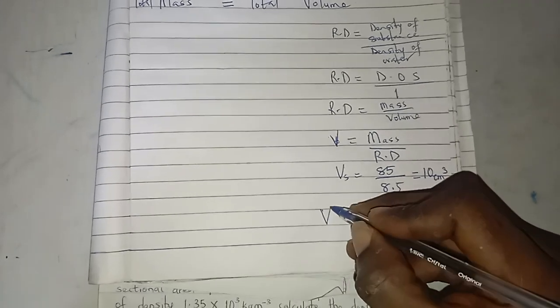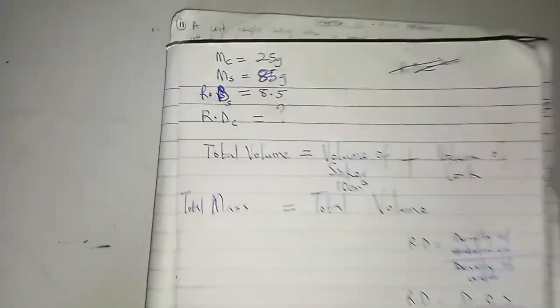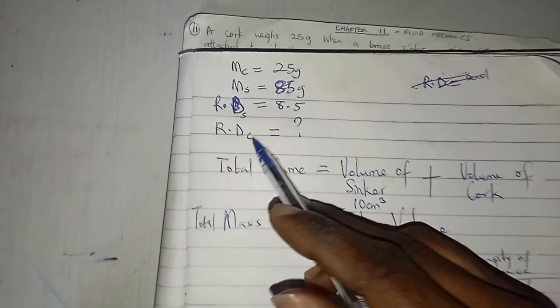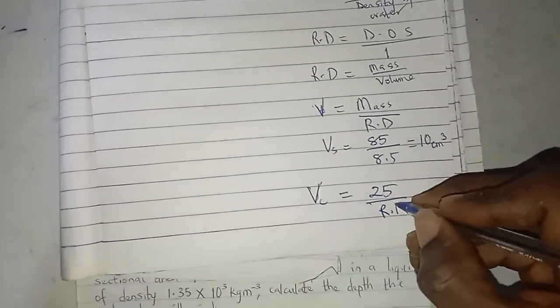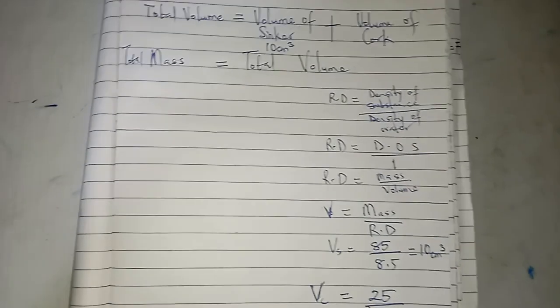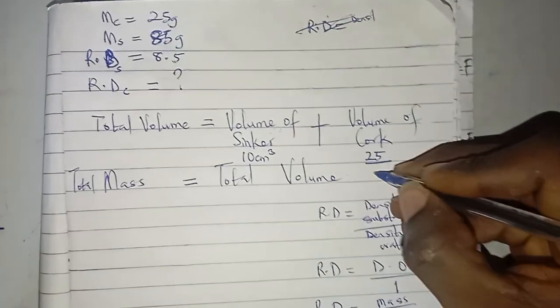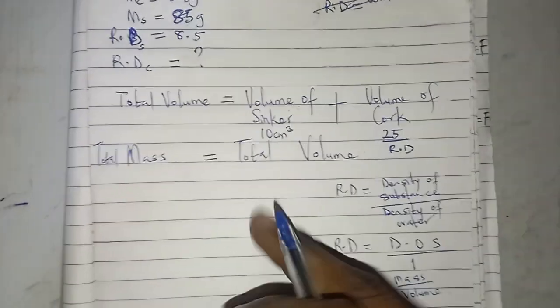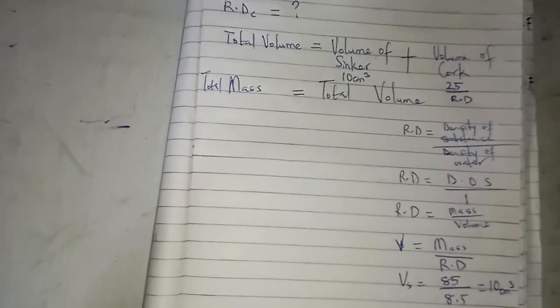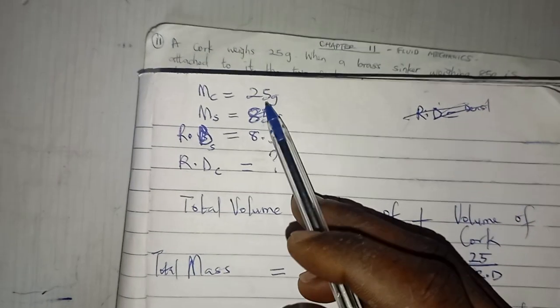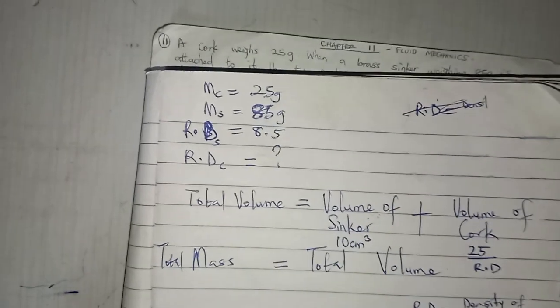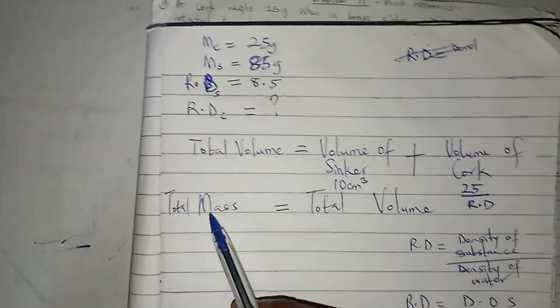Now for the volume of cork, using the same formula. The volume of the cork was not given, so V of cork equals the mass of the cork, which was given as 25 gram, all over the relative density, which is what I'm looking for. I don't know it. So the volume of the cork is simply 25 all over relative density. But what will be the total volume? Let's get the total mass, which is 25 plus 85. So that is total mass equals total volume.